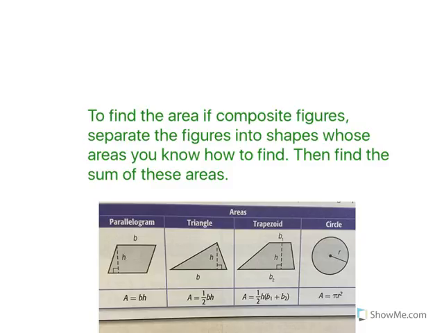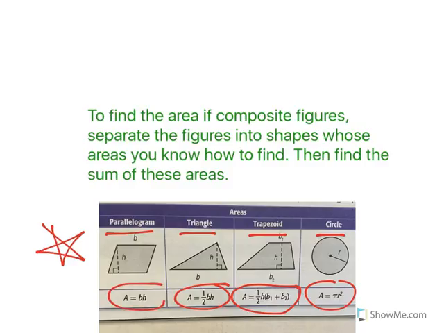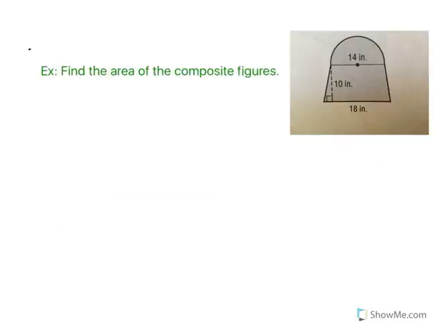And I just wanted to highlight some area formulas that we already know. We already know the area of a parallelogram, the area of a triangle, trapezoid, and circle. So we're going to focus on these formulas when we find the area of composite figures. And that word composite just means multiple figures that are put together. So let's go straight into an example here.